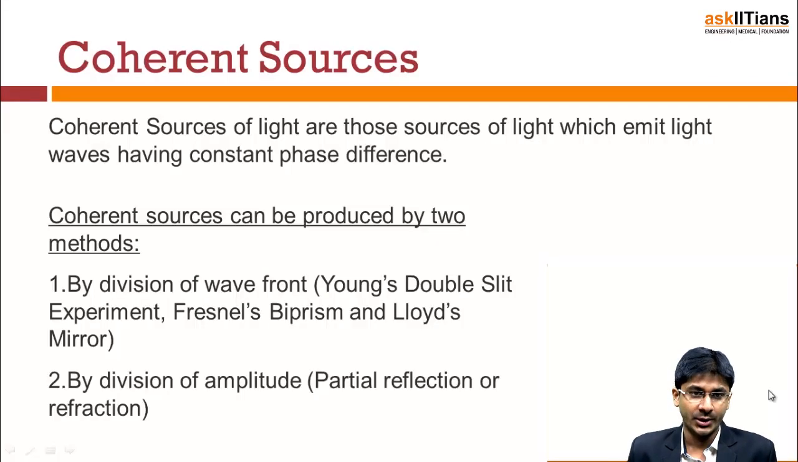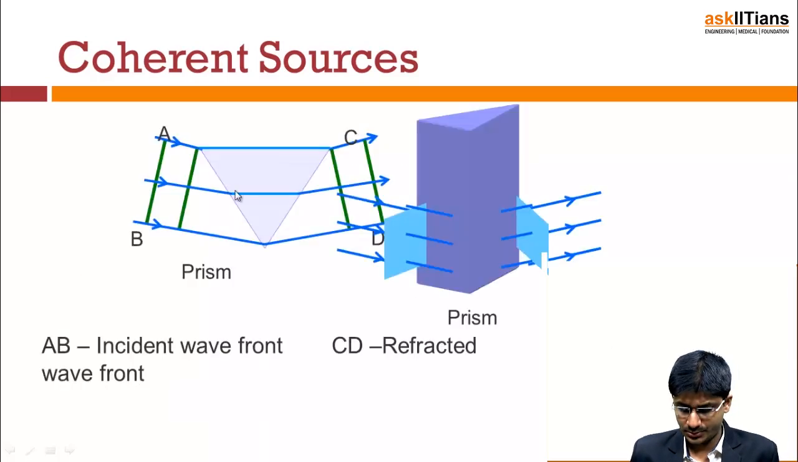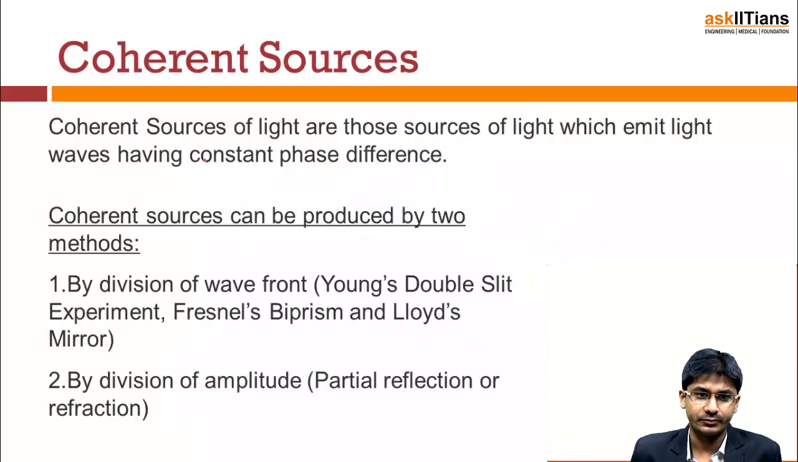Hello students, so let's now understand what are coherent sources. The coherent sources of light are those sources of light which emit light waves having a constant phase difference. Now this is the important word here, that the phase difference is a constant.